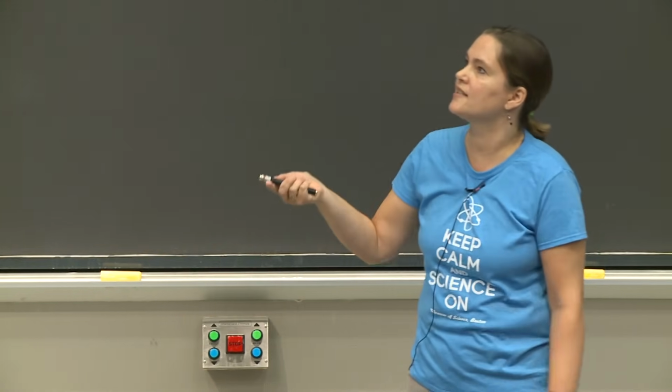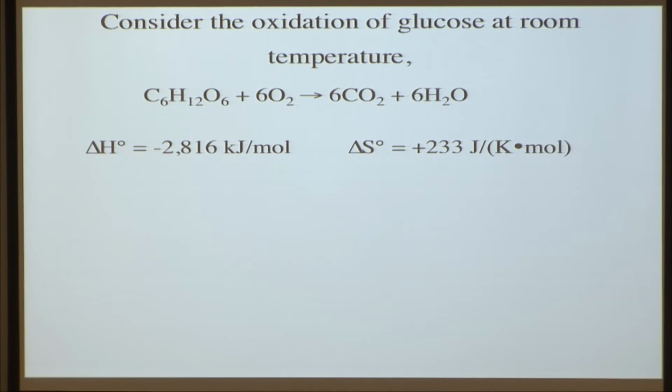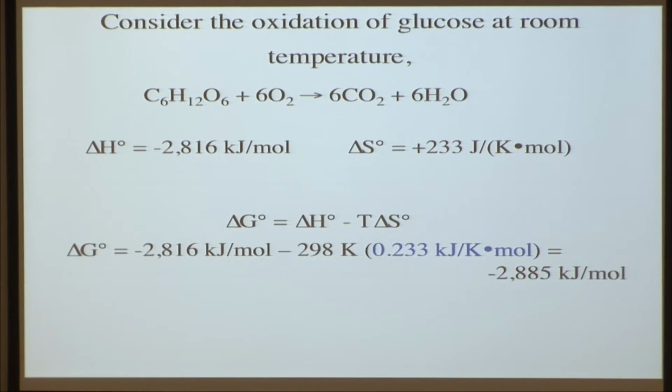All right, so let's consider our friend over here that we've been talking about, glucose being oxidized to CO2 and water. You practically should have the delta H memorized for that at this point. Now I'm telling you what the delta S naught is, and it's positive 233 joules per Kelvin per mole. And we can plug this into our equation to calculate a delta G naught, again remembering to convert joules to kilojoules to do this.